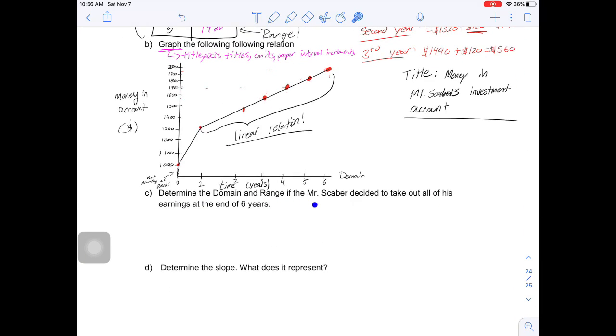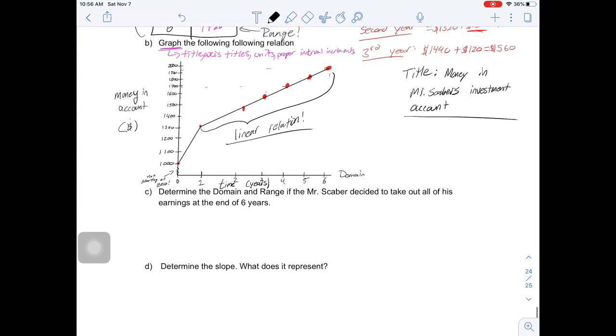Now, determine the domain and range if Mr. Skaber decided to take out all of his earnings at the end of 6 years. So here, this is where it gets a little interesting. Technically, this would go on forever, but we stop at 6 years. So what does that mean in our context? Sometimes, something to note is that context can determine domain and range.